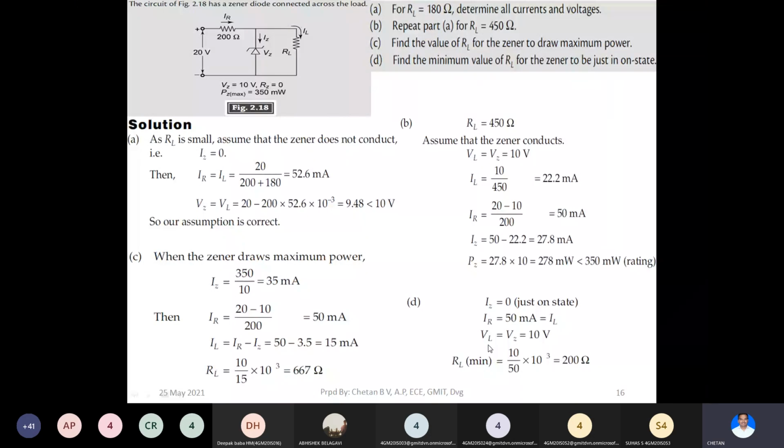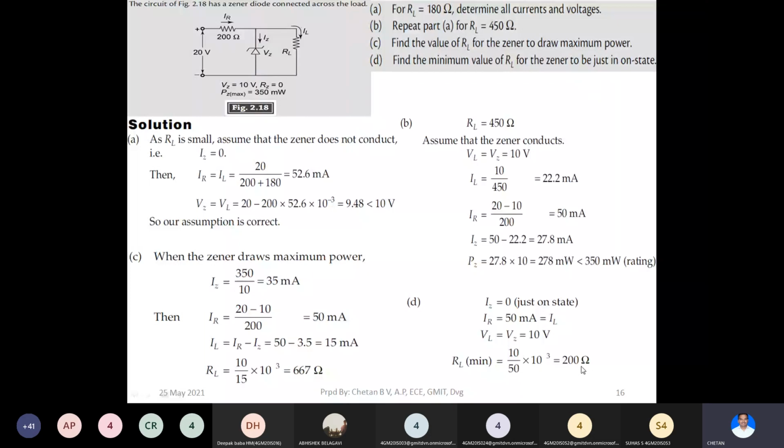Now VL, what is VL? Voltage across this RL. If this is on, the value of VZ, which is 10, will be equal to VL. Therefore, VL and VZ both are equal to 10. Now you find out the minimum value of RL again by using the same technique, Ohm's law. So now the voltage across this is VZ, which is 10, divided by the value of current IL. IL is equal to IR. Therefore, put 50 milliampere here. This will go to numerator, it will become 10 to the power of plus 3. Therefore, you will get 200 ohm as the result.